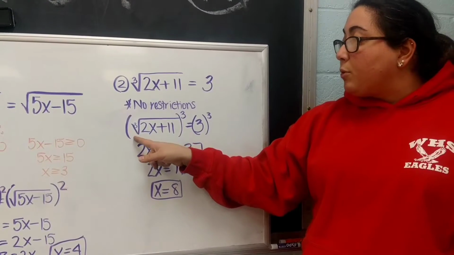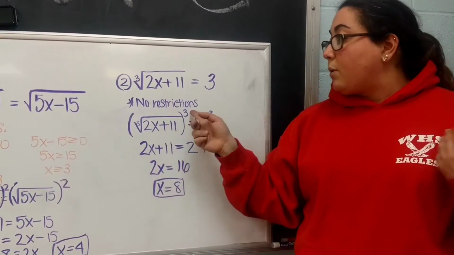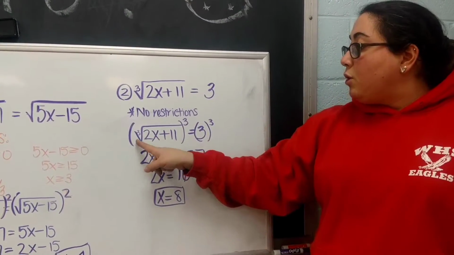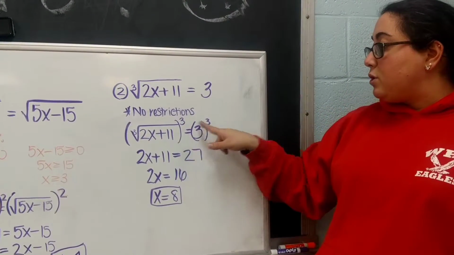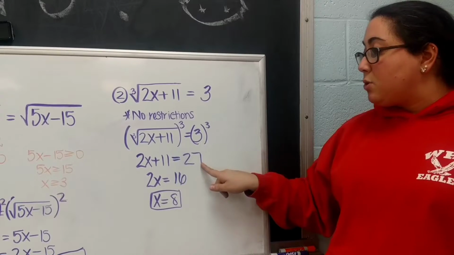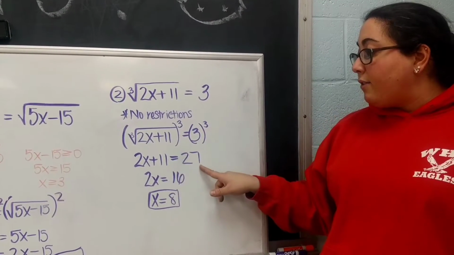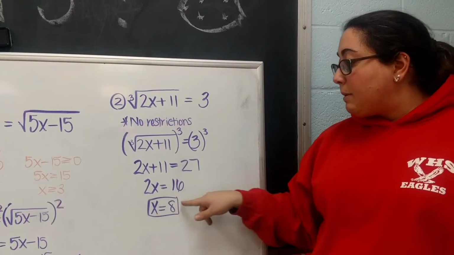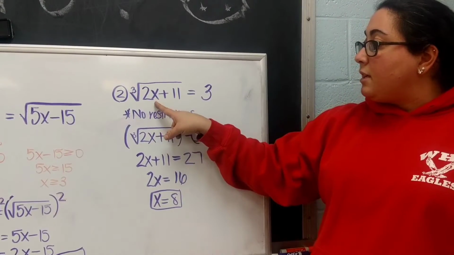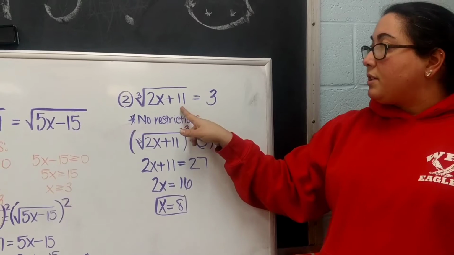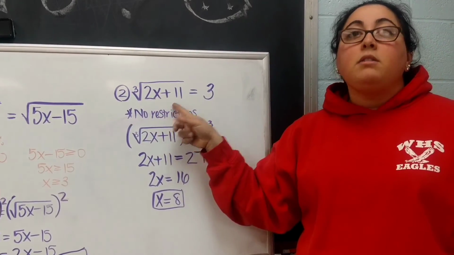Because it's a cube root, we want the inverse operation, which is going to be the cube. So the cube root and the cube undo each other, and you're left with 2x plus 11, and you have to do the same to both sides. So 3 cubed is 27. Subtracting 11, you get 16. Dividing by 2, you get 8. Substituting this back in, 2 times 8 is 16, plus 11 is 27. The cube root of 27 is 3.